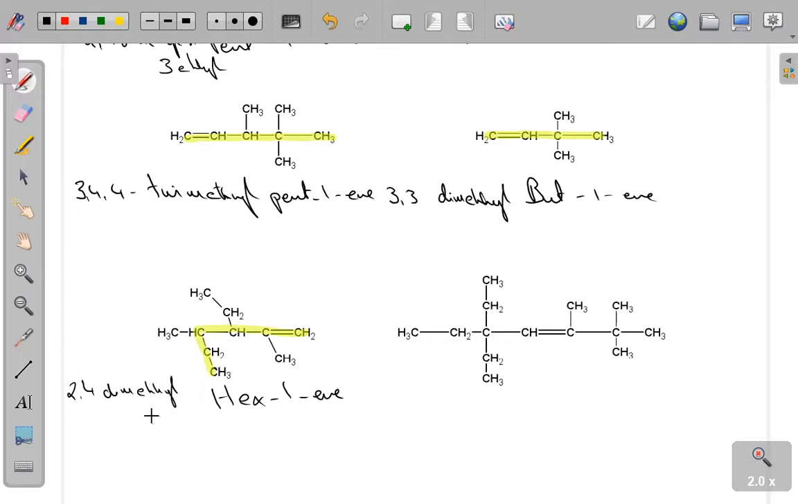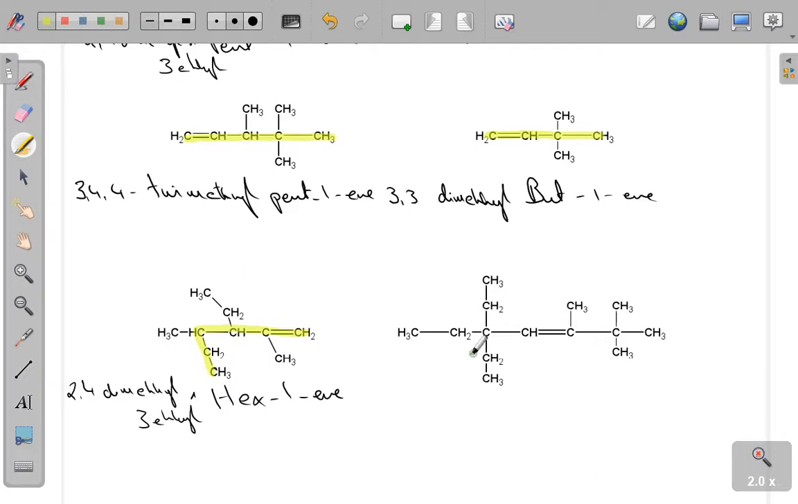What about that one? 3-ethyl. These names are getting really long, so put that in there. Hex-1-ene. So 2,4-dimethyl, 3-ethyl, hex-1-ene. And just check it. Hex-1-ene, yeah. 2,4-dimethyl. There's a methyl and there's a methyl. And then this one here is an ethyl on the third carbon.